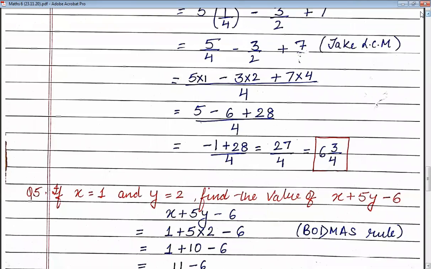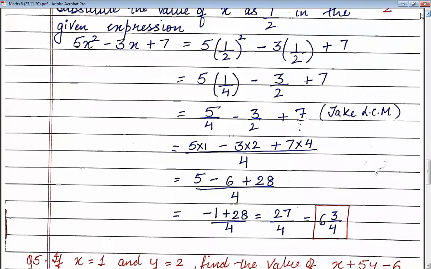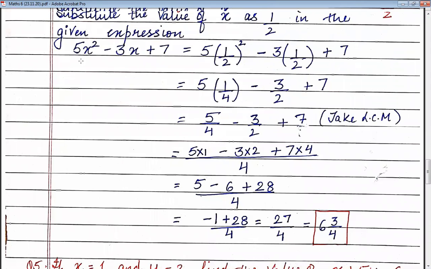In this question, now let us substitute the value of variable as half. So it is 5x square minus 3x plus 7, which will become 5 times half square, or you can write half into half. It's one and the same thing. 5 times half square minus 3 times half plus 7.